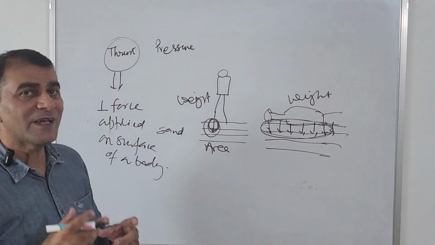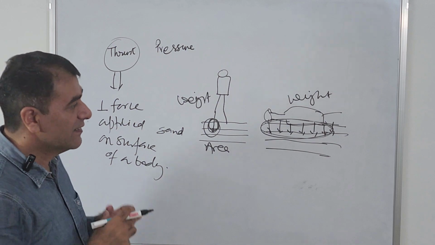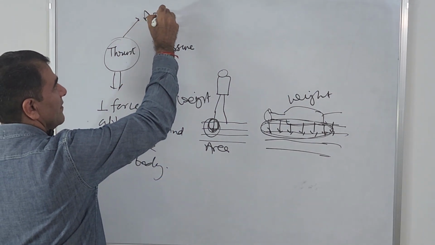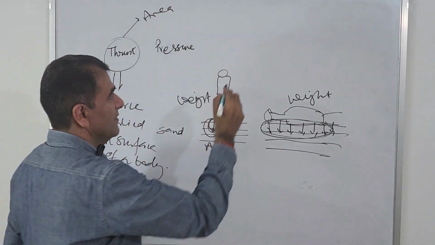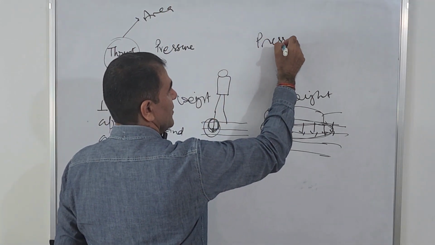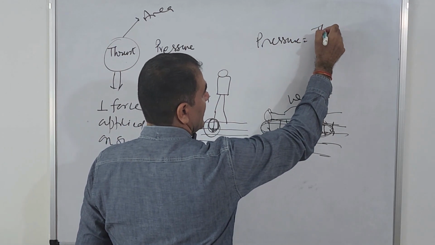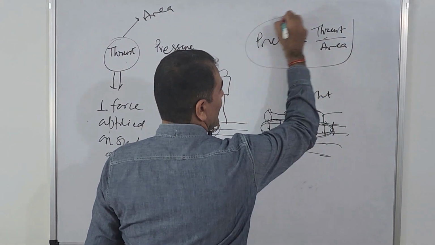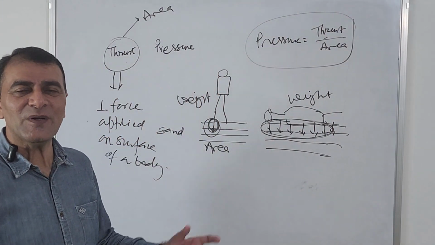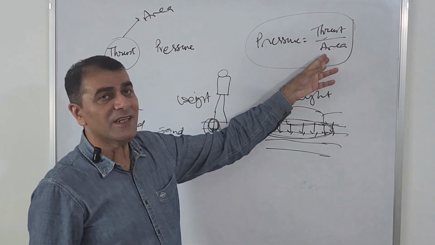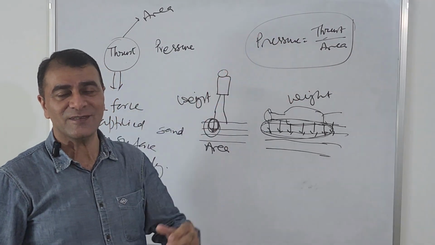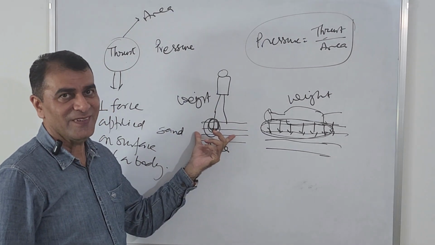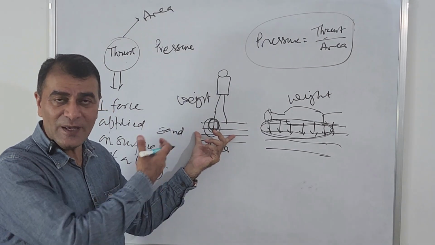Now, I will tell you what actually happened. There is a relation between thrust and area, and that relation is called pressure. When we divide thrust by area, you get pressure. It's very simple. So, thrust per unit area is known as pressure. Now let us consider this example again, right? Then you will come to know what actually happened here.